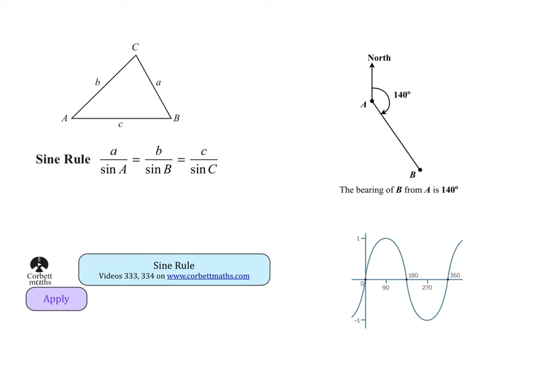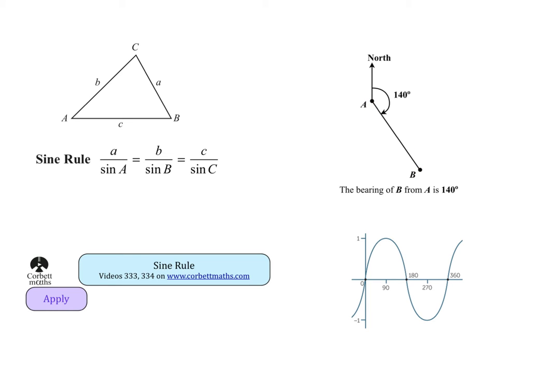The two questions presented here are taken from the Sine Rule worksheet on Corbettmaths, the Apply section. They involve using the Sine Rule, which is presented here, but also involve bearings. And the thing to remember with bearings is that angles are always measured from north in a clockwise direction and go from one place to another place.